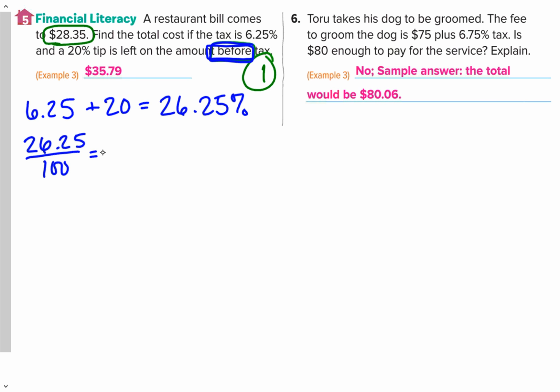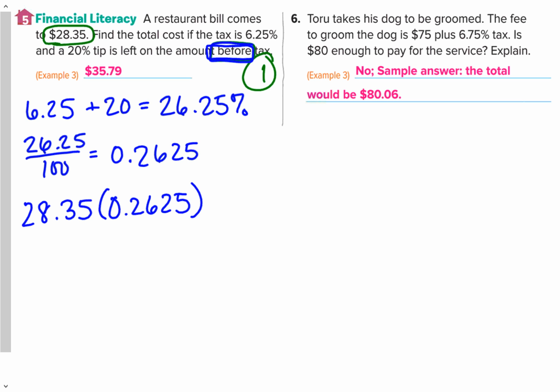Okay. Again, let's turn that into a decimal. And that's going to equal 0.2625 as your decimal. So let's go ahead and multiply your 28.35 times the 0.2625, and that actually equals 7.441875. Okay, that is your tax and tip.